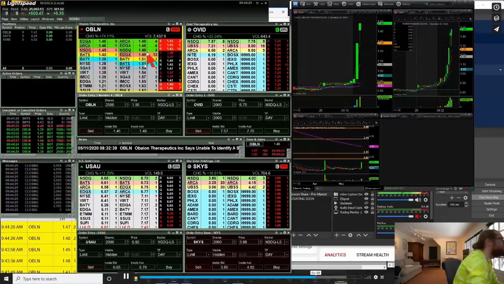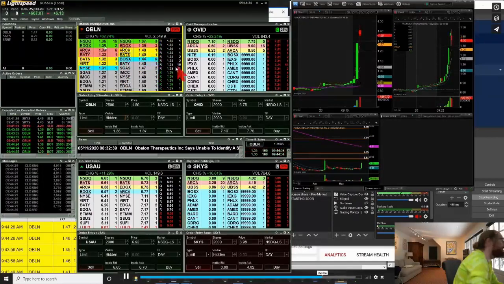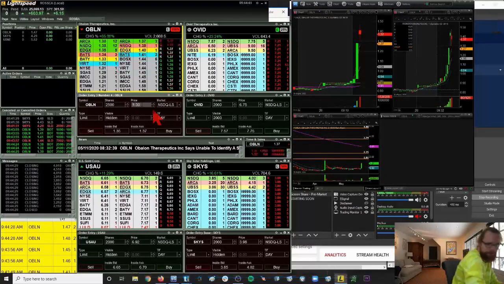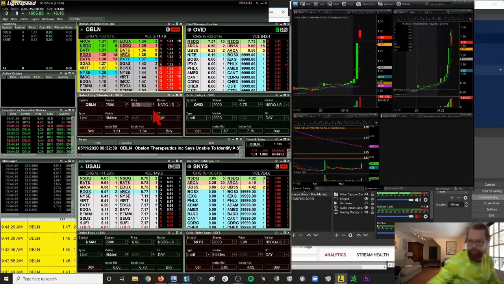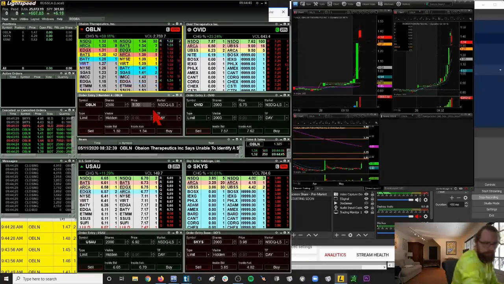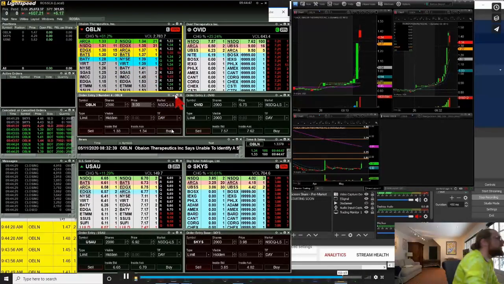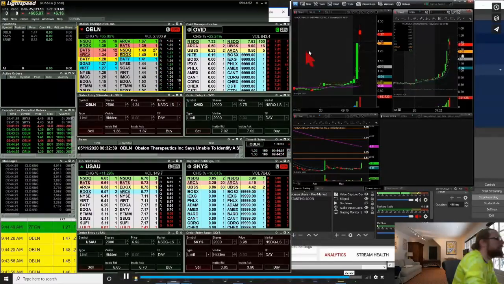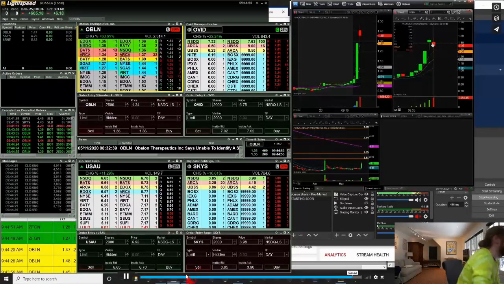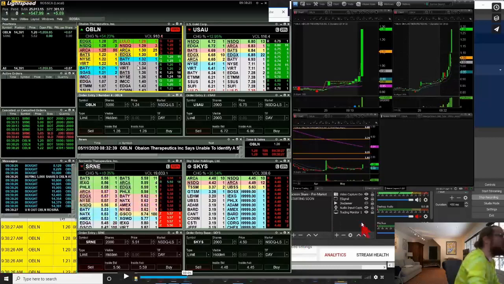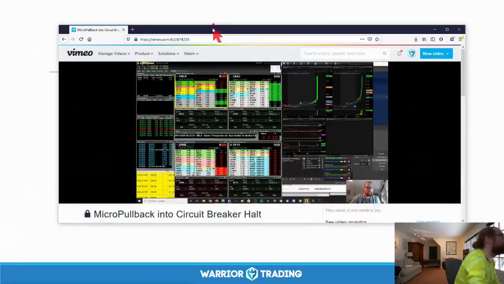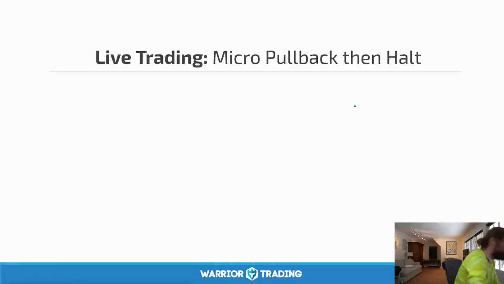Here we go, break of the half dollar. Right there, I took profit off at the half dollar. New order, looks like it's at 30. Maybe I'm looking to do a dip trade on this. Let's see. No, it looks like that was the end of the trade. All right, let's look at another example here. So that was a micro pullback, then into a halt.